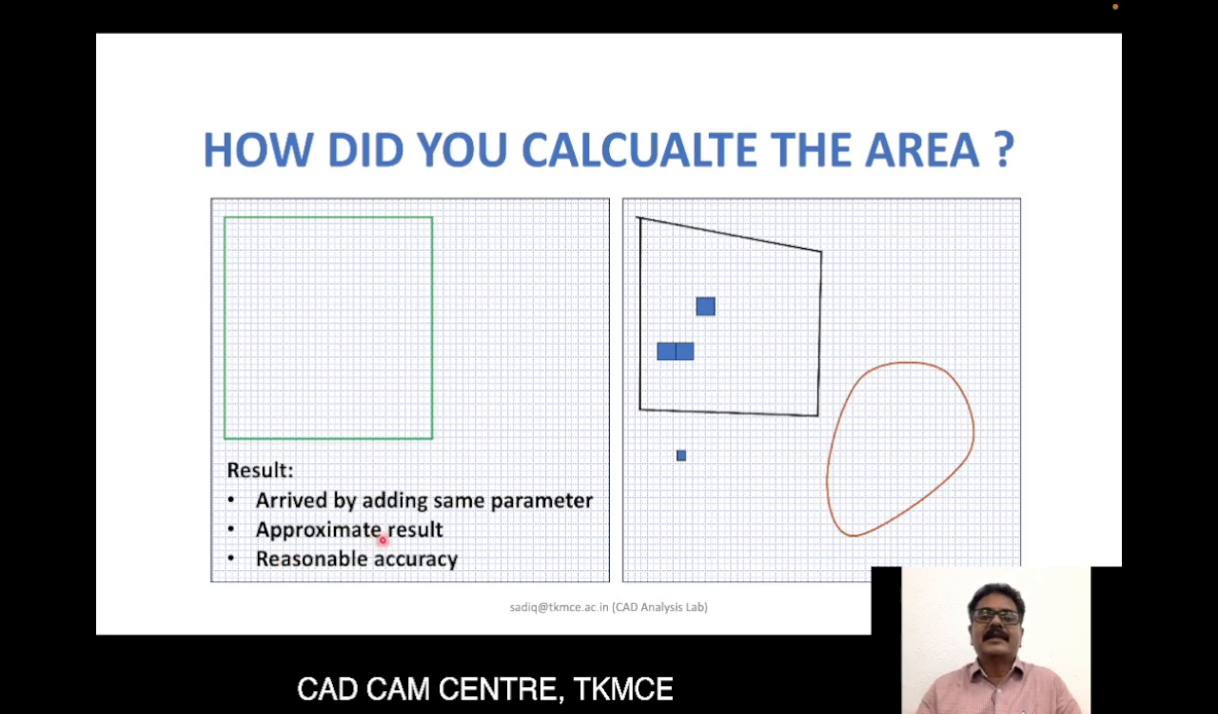Was the result exact? No. It was an approximate result. But is it an erroneous result? No. It has reasonable accuracy, and we had a method to improve the accuracy of the area also, right? This was a kind of finite element method we adopted in our school days, where the small area that we used is called a finite element, and we added the property of the element. The property is the area of the finite element. We added all of these and identified that property, that is the area of the bigger profile, square, circle, quadrilateral or whatever. So that's how the finite element method works.